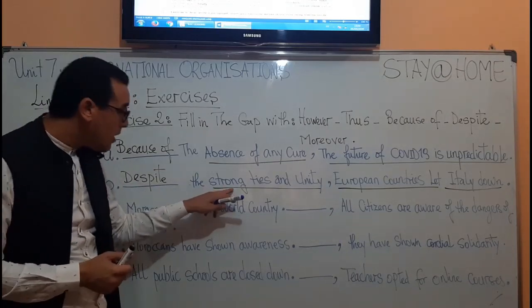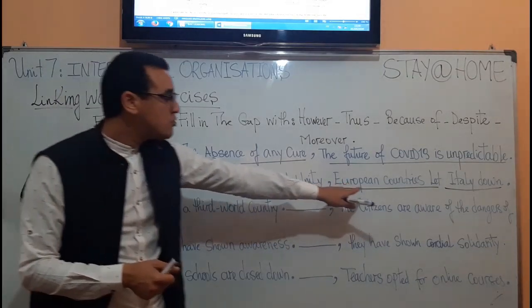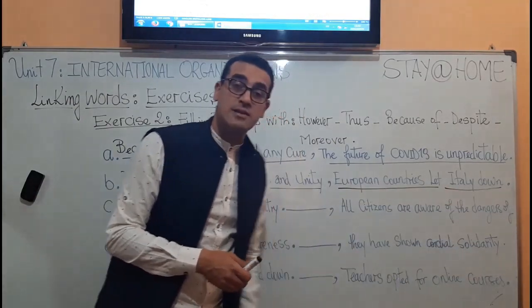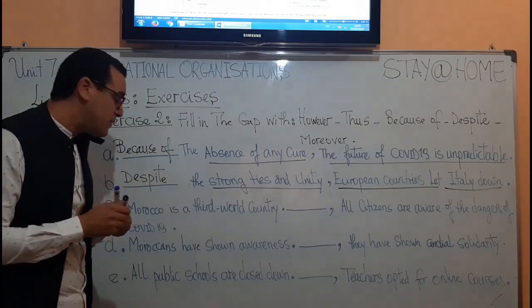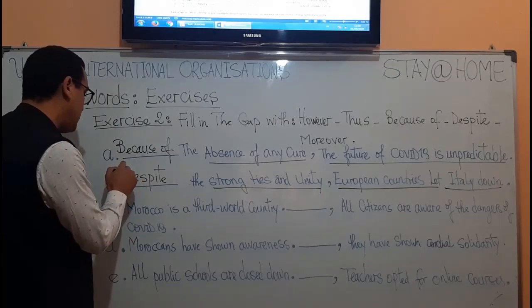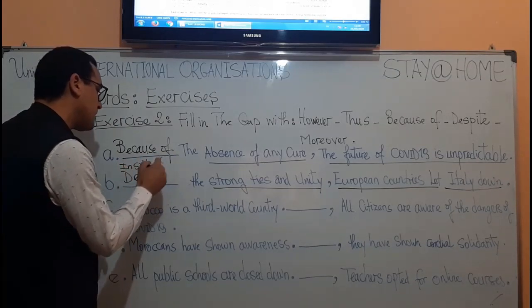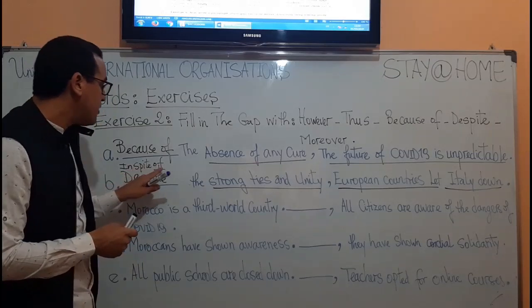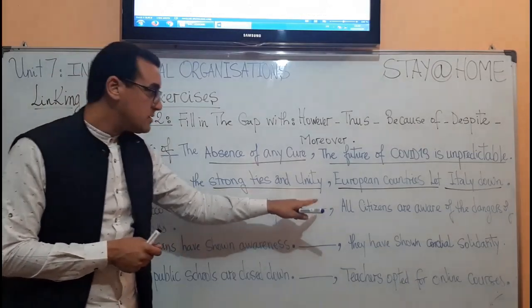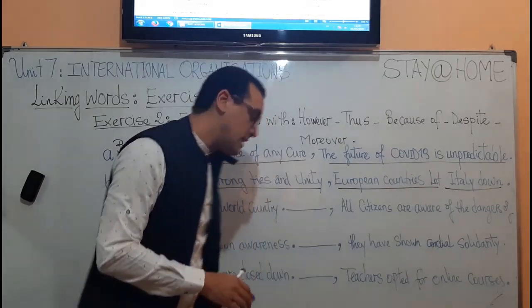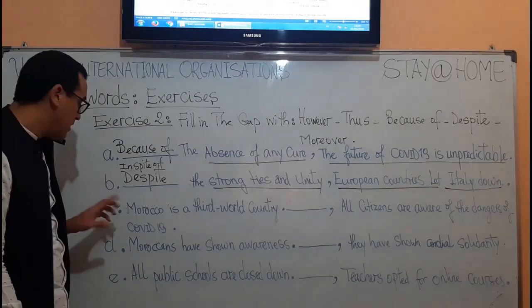Despite the strong ties and unity, European countries let Italy down. It's the same linker, if you want, as in spite of. In spite of the strong ties and unity, European countries let Italy down. Let's move on to C.